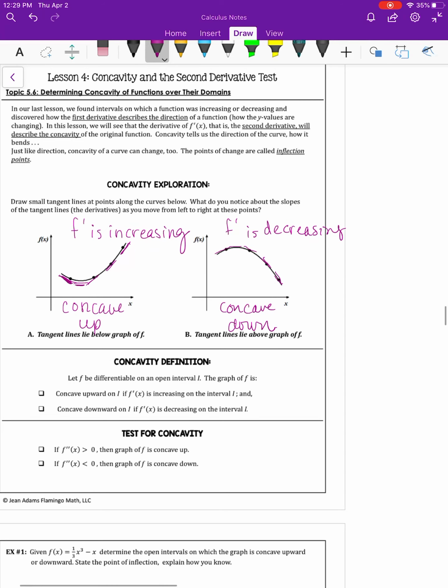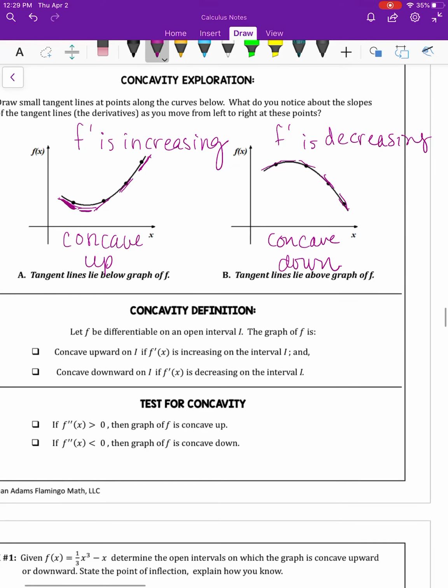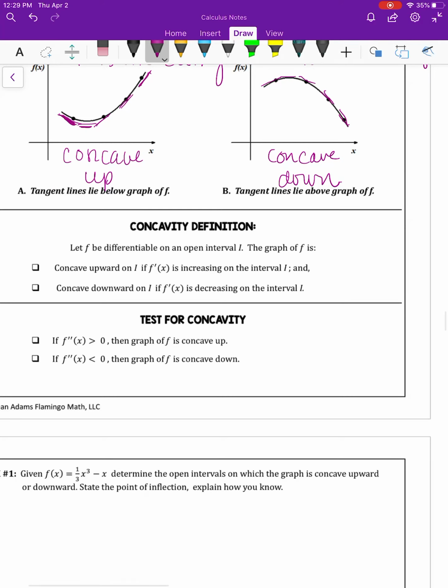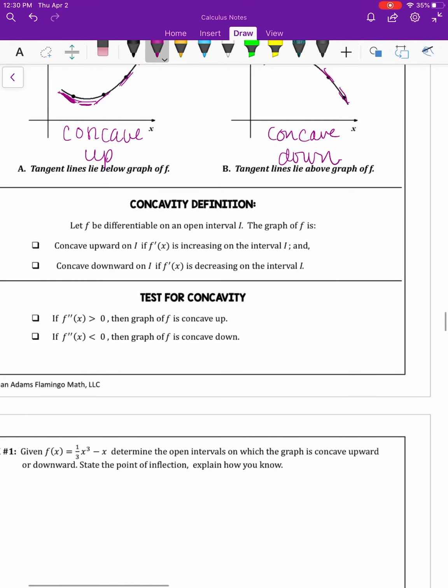So, definition of concavity here, let f be differentiable on an open interval I. The graph of f is concave upward on I if f prime of x is increasing on the interval I, and concave down on I if f prime of x is decreasing on the interval I. So we're talking about the derivative increasing and decreasing, and you find those intervals by taking the second derivative and looking at the sign in between your critical points.